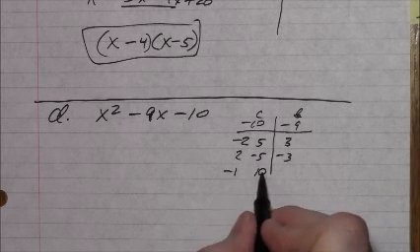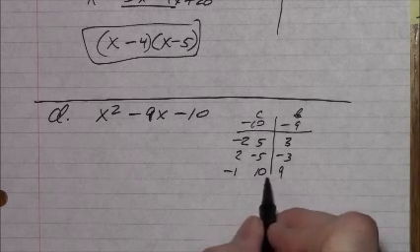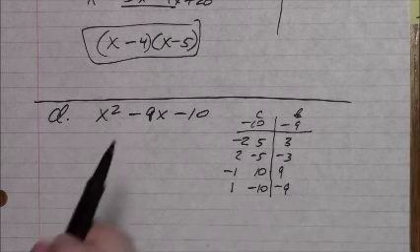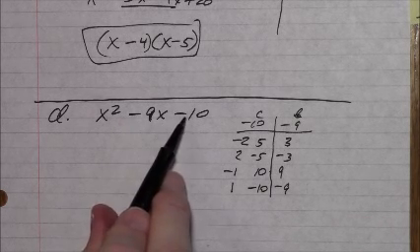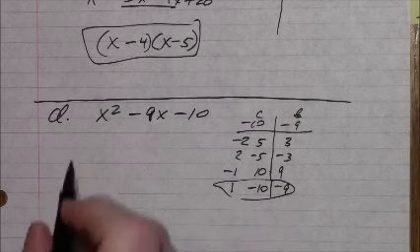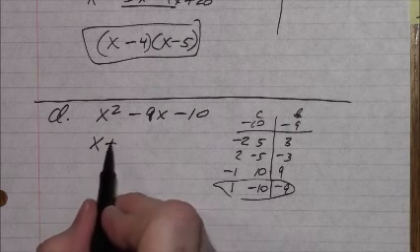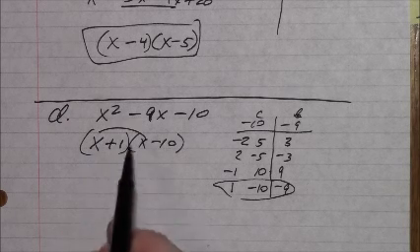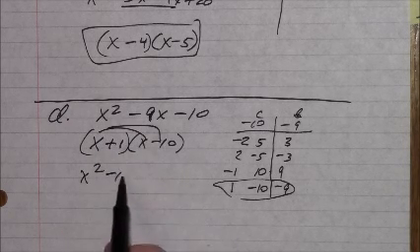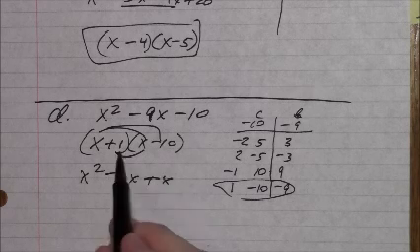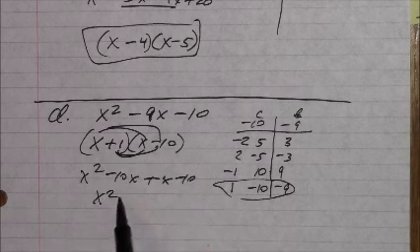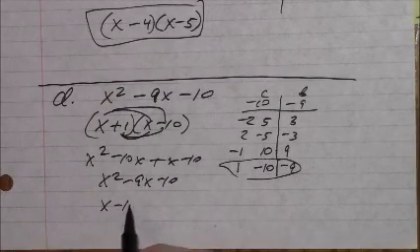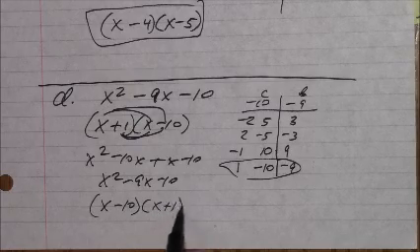And negative 1 plus 10 is a positive 9. Here, though, if I do 1 and negative 10, I get a negative 9. So that would give me the negative 9, and it would give me the negative 10. So these are the ones I'll use. So I'm going to do x plus 1 and x minus 10. Now, x times x, x squared, minus 10x plus x minus 10, x squared minus 9x minus 10. There we are. So the answer is x minus 10 and x plus 1.